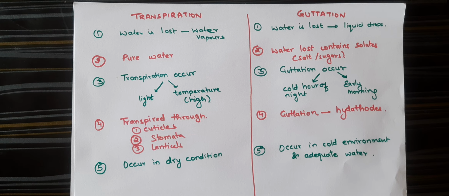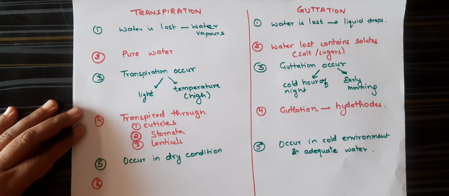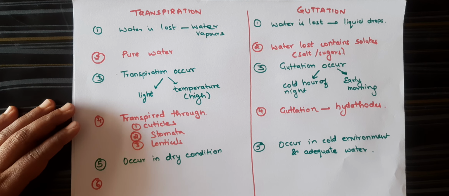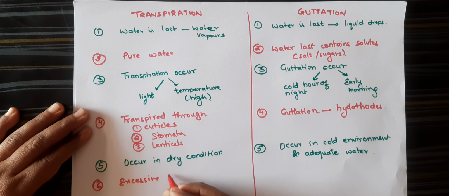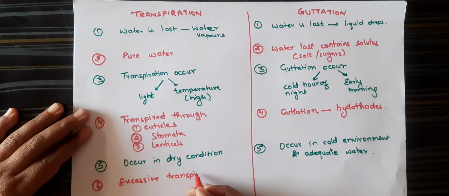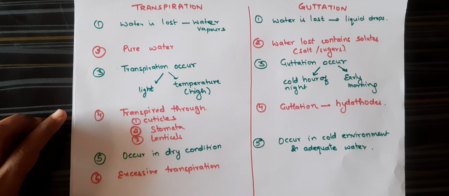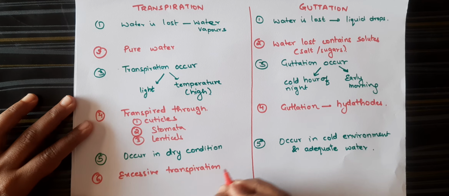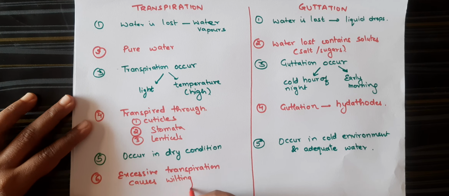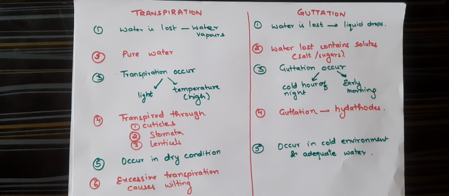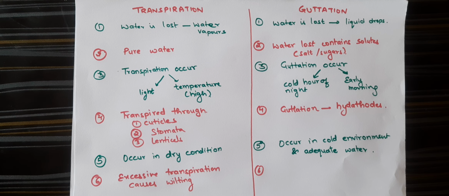Now the last difference between the two processes: excessive transpiration will cause wilting. If there is excessive transpiration, all the pure water will go out of the plant cell and it will result in the wilting of plants. So excessive transpiration causes wilting. In wilting, the plant eventually bends and loses its turgor, and if there is very high water loss, then the plant will die also.